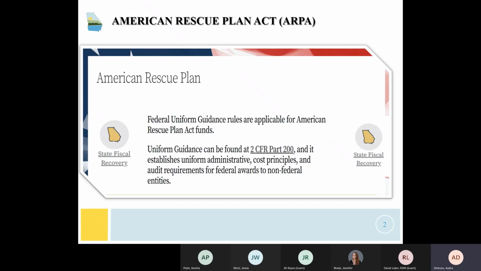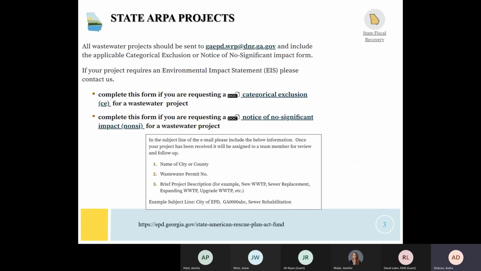This is the same environmental review process when you apply for clean water state revolving funds through GFA, except the applications will be submitted directly to EPD and will not go through GFA. The big difference for the state ARPA funding really is that it is just distributed through EPD, the project, and again, not through GFA. So please don't submit those projects to them. We've got information on our website to help facilitate the receipt of that information.